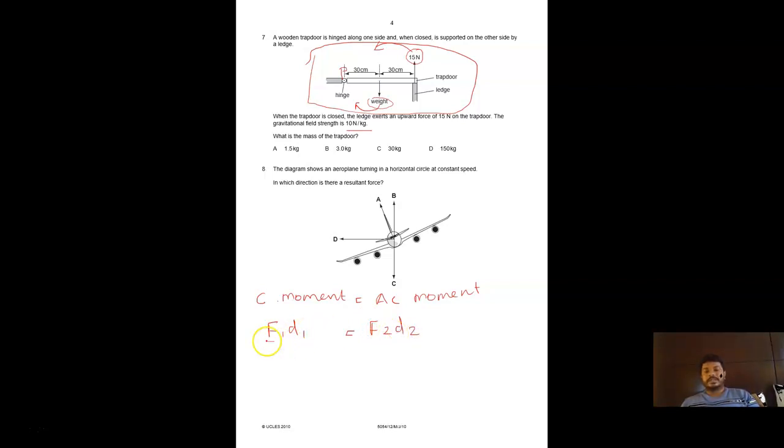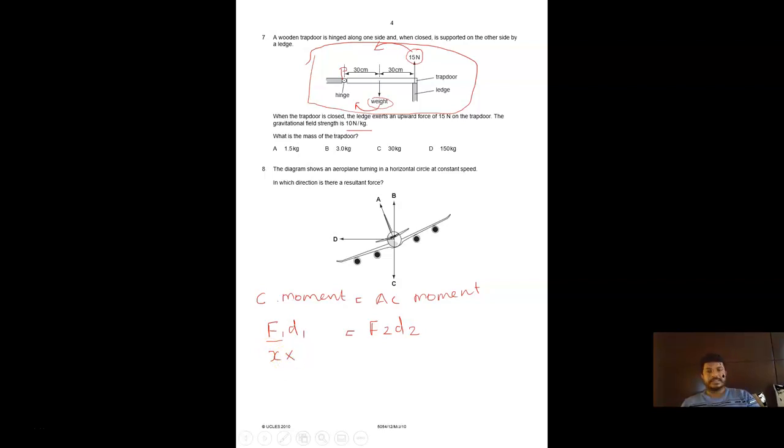So what is the downward force of weight? We don't know, because they ask what is the mass of the trapdoor. Here is the center of gravity of the trapdoor. From the middle of the trapdoor, a force acts downwards, which is called the weight. First you find the weight, then later we can find the mass. I will explain how. So here we put x multiplied by d1.